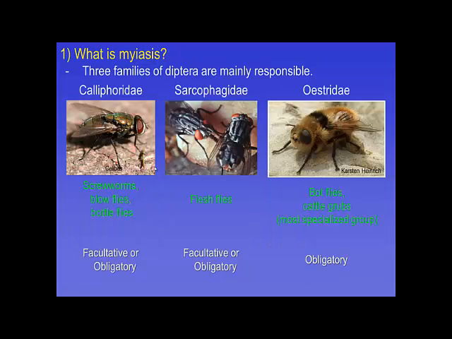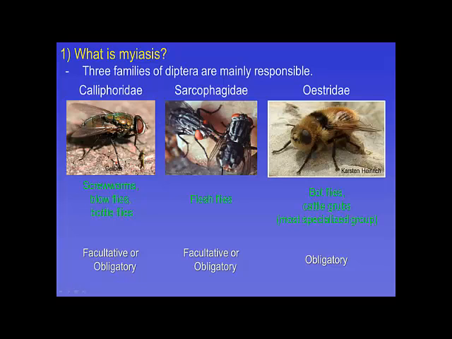Now, before we finish this learning goal, I wanted to review the three main taxonomic families of dipterans that are primarily responsible for facultative and obligatory myiasis in vertebrates. And those three families are the Calliphoridae, the Sarcophagidae, and the Oestridae. The Calliphoridae includes species of screwworms, blowflies, and bottle flies. And these flies can have either facultative or obligatory myiasis with vertebrate hosts.